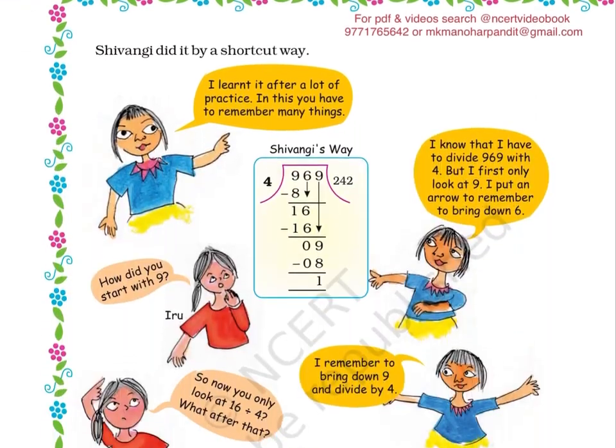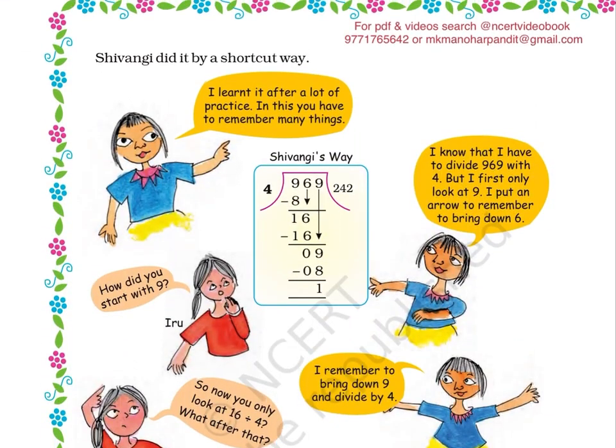Page 182. Shivangi did it by a shortcut way. Shivangi tells us, I learnt it after a lot of practice. In this you have to remember many things. Iru asks her, how did you start with 9? In the middle of the page we can see the calculations of Shivangi's way. Shivangi tells, I know that I have to divide 969 with 4, but I first only look at 9. I put an arrow to remember to bring down 6.